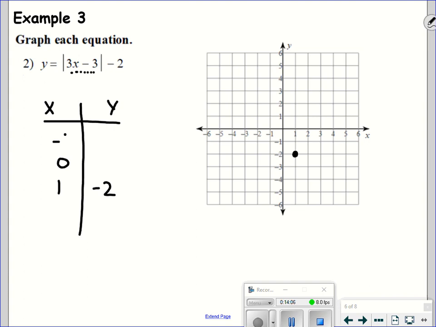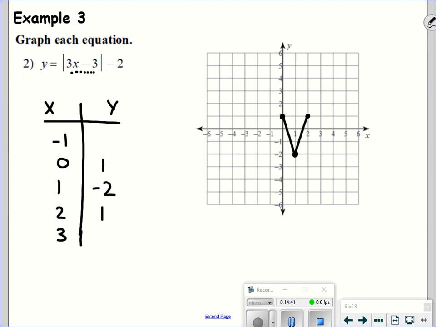And let's fill in the rest of our table of values around that. Okay, if I plug in a 0, then I would have absolute value of negative 3, which is 3 minus 2. That's 1. So 0, 1. And let's plug in this 2 next, just to see if we have that symmetry showing up in our y column. If I plug in a 2, I get 6 minus 3, 3 inside the absolute value. 3 minus 2 is positive 1. So sure enough, I'm seeing that symmetry start to show up.